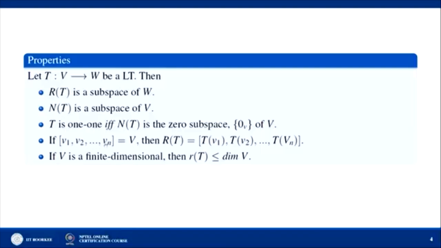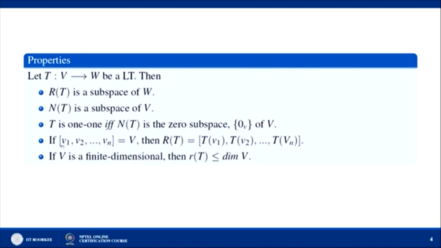If these vectors are linearly independent and their span is equal to V, that means V is n dimensional. From this result we know that R(T) is equal to the span of T of V_i, but the T of V_i may not be linearly independent. So basically the dimension of R(T) will be less than or equal to the dimension of V.